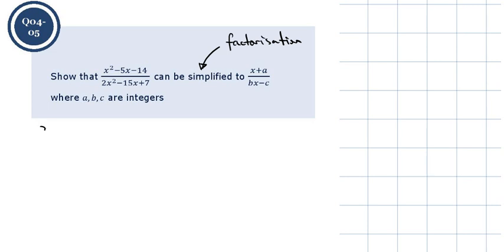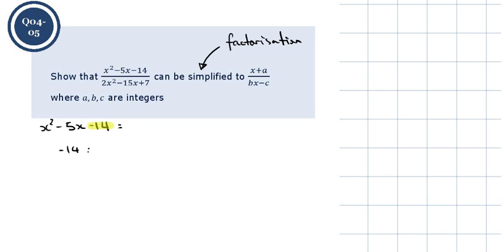Okay, so let's consider this: x squared minus 5x minus 14. How do I factorize this? If you don't know what factorization is, we'll cover it in a later video, or you can flick through to the next chapter in the book. So for x squared minus 5x minus 14, the first thing I'm going to do is look at the last value, which is minus 14.